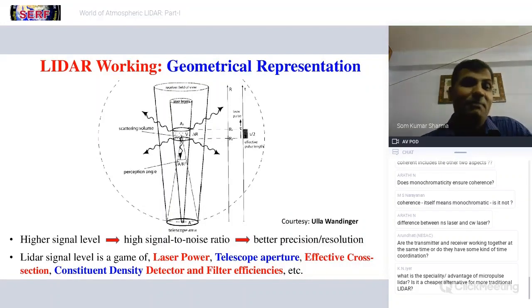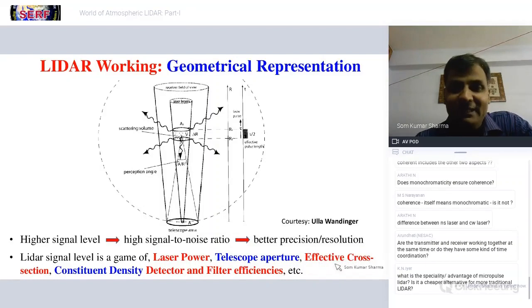Of course, you need a bigger and bigger telescope and a higher power laser, but money, or you can say funds, are extremely important for having the bigger telescope and bigger laser. But you have to compromise somewhere. Okay, then another thing is effective cross section. That is not fully in your hand, because this is an atmospheric process.